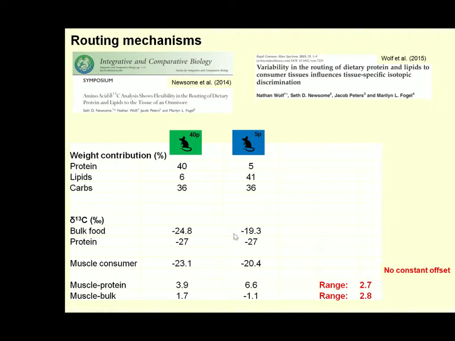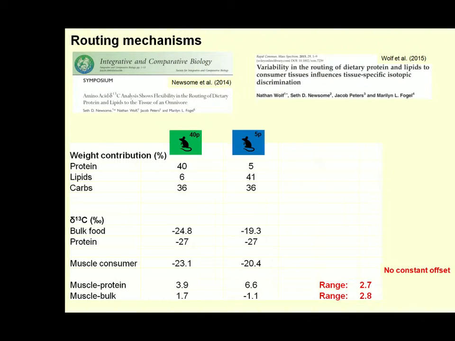And the standard model assumes that all the signal in muscle or collagen of these consumers is being derived from the dietary protein. But when we look at the muscle signals for these consumers, there's a big difference between the two of about 3 per mil, which indicates that the lipids are also contributing signal to the consumer protein.